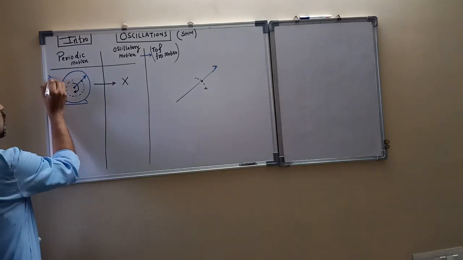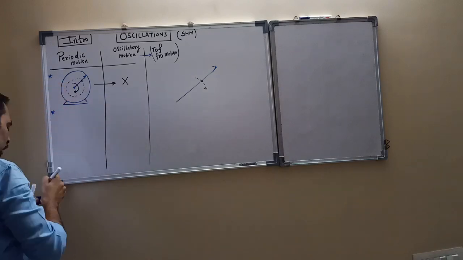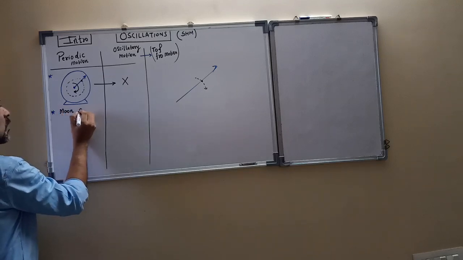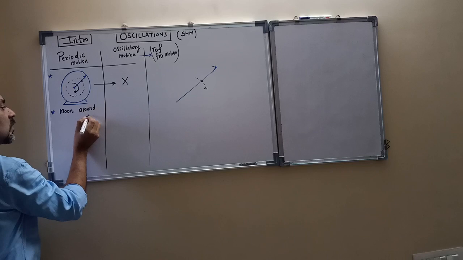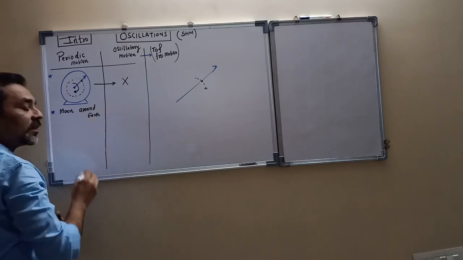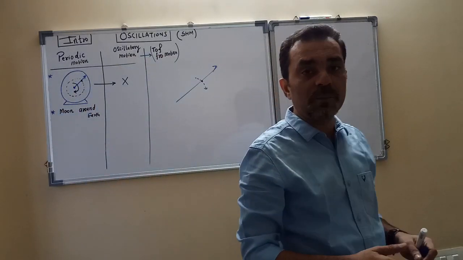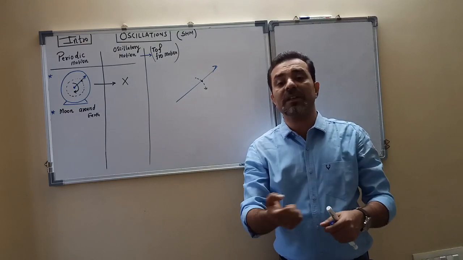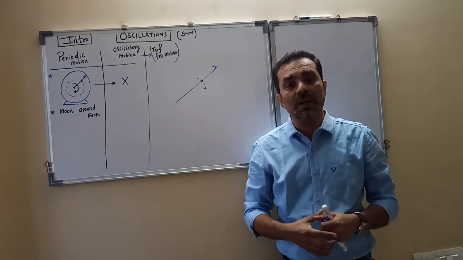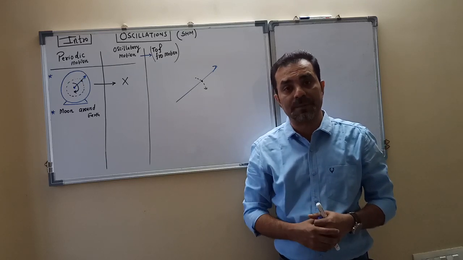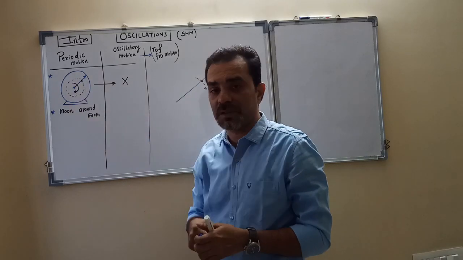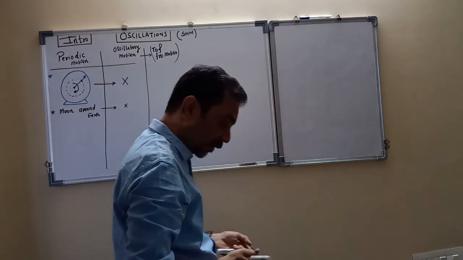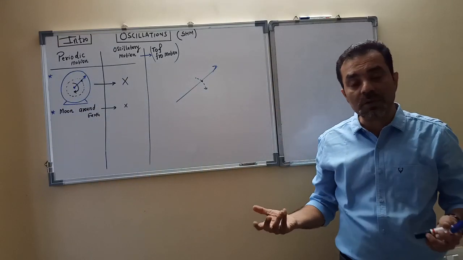Let's talk about the motion of moon around earth. Is it periodic? Yes, you will say, because it takes some definite time. Motion of earth around sun, is it periodic? Yes, we will say, because it will keep on completing revolution after some regular interval of time. So these are all examples of periodic motion. But is this an example of oscillatory motion? No, right? Because this is not to and fro motion.